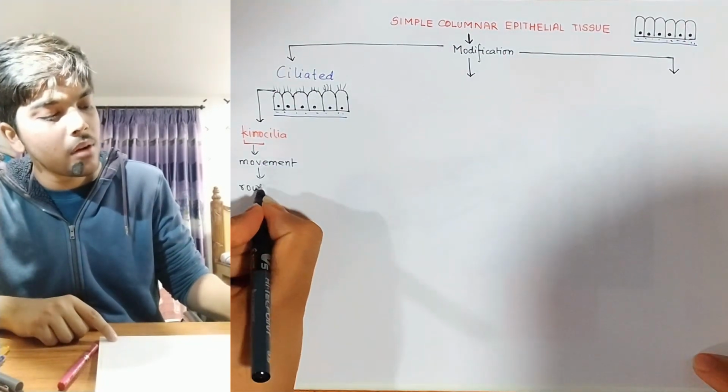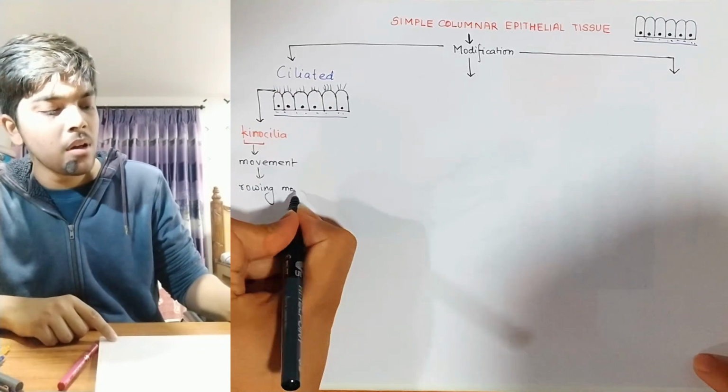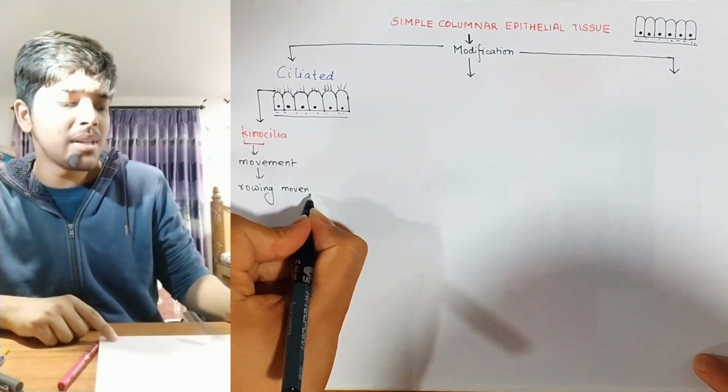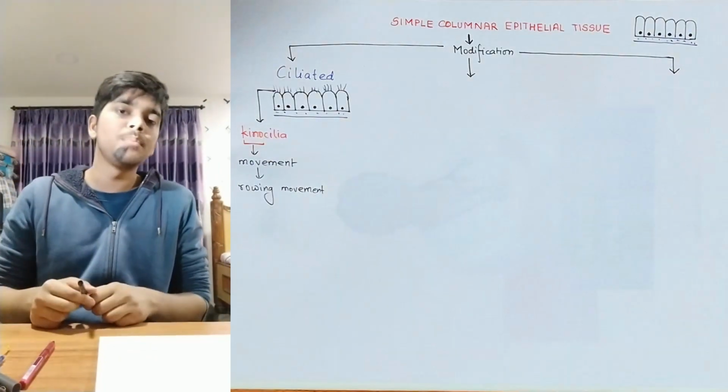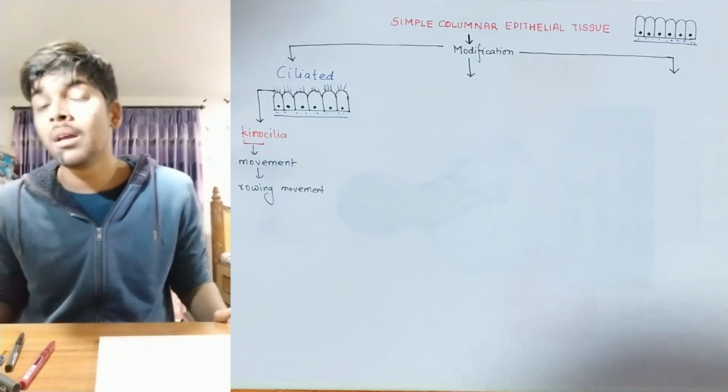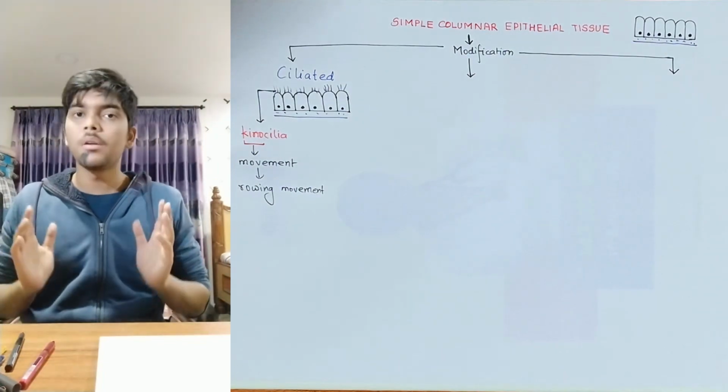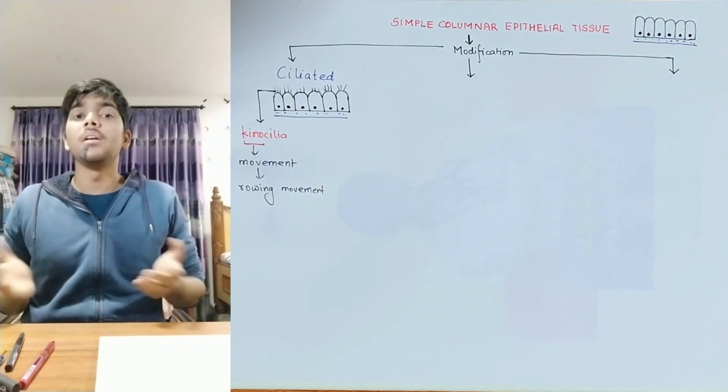That means the cilia that are present in ciliated tissue are motile, and the type of movement they show is a rowing movement. What is rowing movement? Basically, it means the movement that takes place is unidirectional, or it takes place in one particular direction. How? Okay, imagine you are on a boat and then you are on a lake.